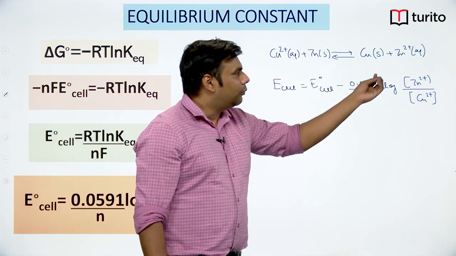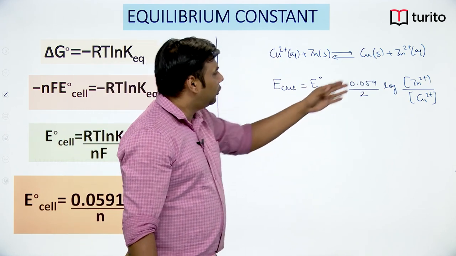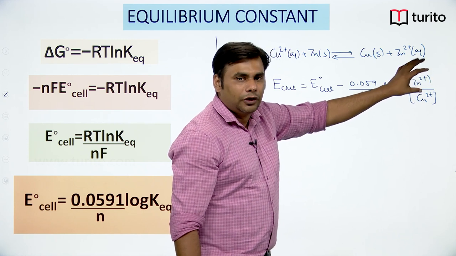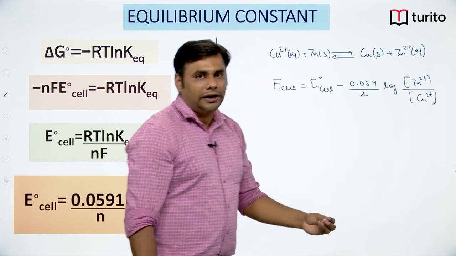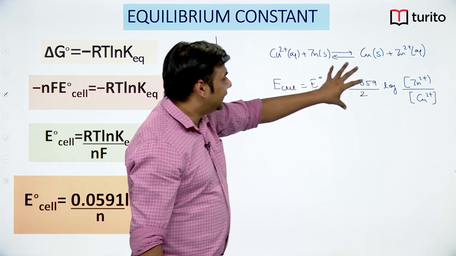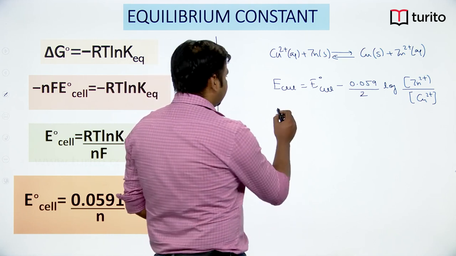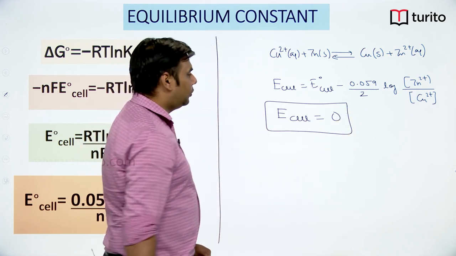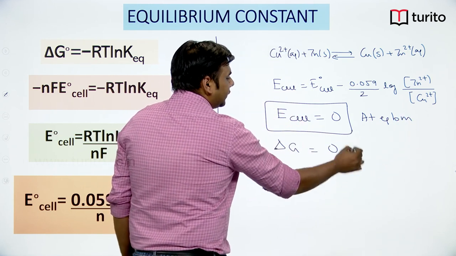As the reaction proceeds, more zinc 2 plus will be formed. The amount of zinc 2 plus will keep on increasing and the amount of copper 2 plus will keep on decreasing. So this quantity will become larger with time, because more zinc 2 plus is formed and less copper 2 plus is left. The ratio will be a higher value, so this value will keep on increasing. Eventually, E naught cell minus this quantity will become 0. At that point we say that equilibrium has been established. So E cell is also equal to 0 at equilibrium. We are saying that at equilibrium, E cell is 0 and also delta G is 0.